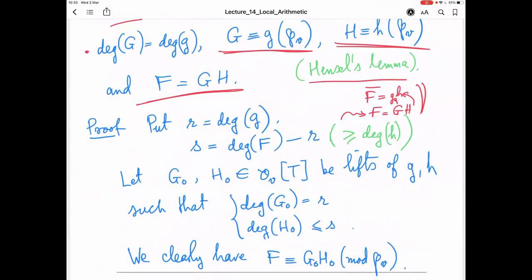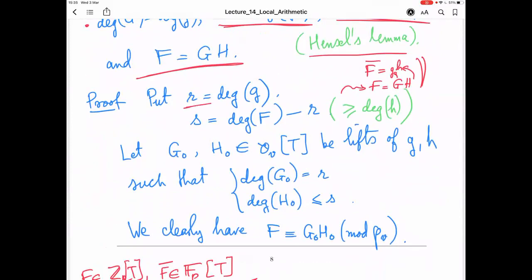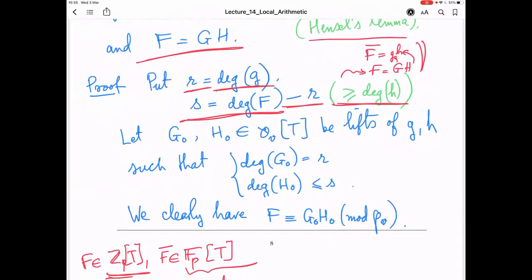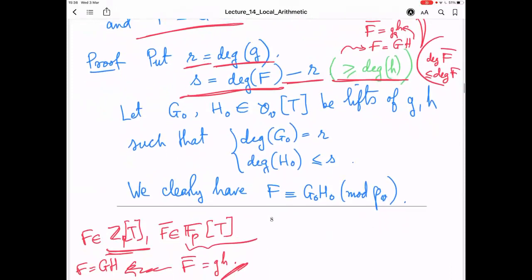So let's look at the proof of this result. Let's just use the shorthand R for the degree of little g and S for the degree of F minus R. So that's going to be bigger than the degree of H because the degree of F bar is less than the degree of F, right? Because the top coefficient of capital F may be divisible by our uniformizer. It might be congruent to 0 modulo P.